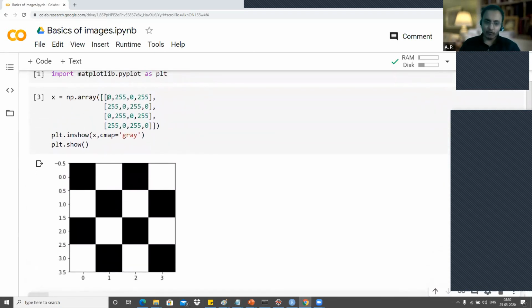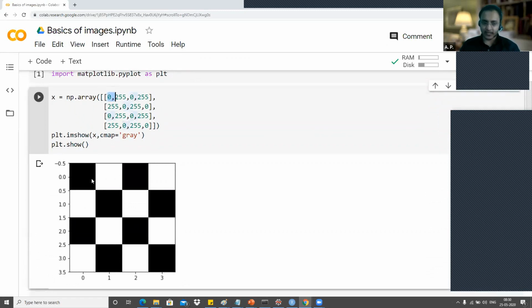So wherever there's 0 value, the whole corresponding box is black, right? Wherever there's a value 255, the whole corresponding box is white color. 0 black color, 255 white color, 255 white color, 0 black color, 255 white color, 0 black color. Every box that you see can be thought of as a pixel. Every box here is a pixel.